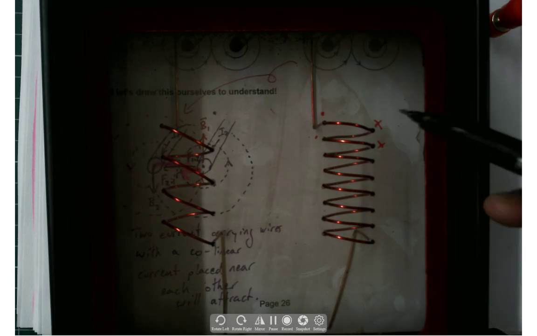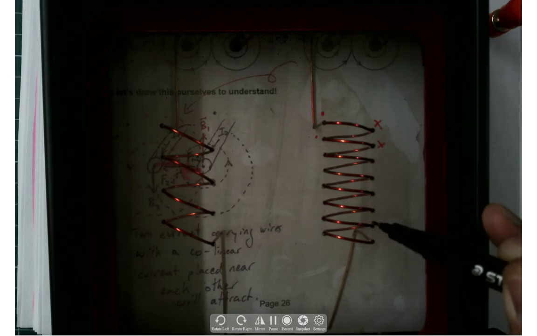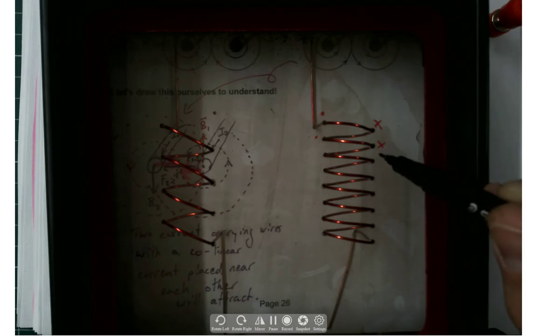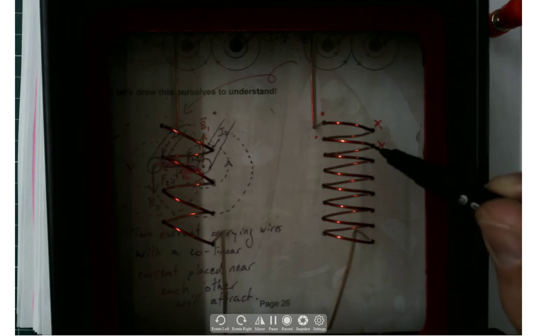In other words, the current is going to go away from us here, here, here, here, here, all the way down. What that means is that this coil is going to do what? Is it going to contract or expand?